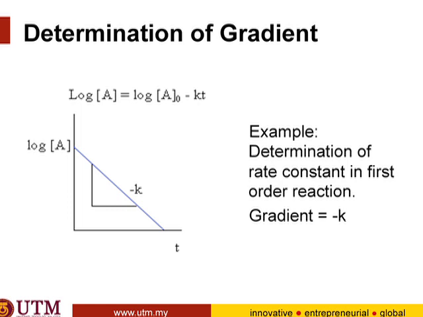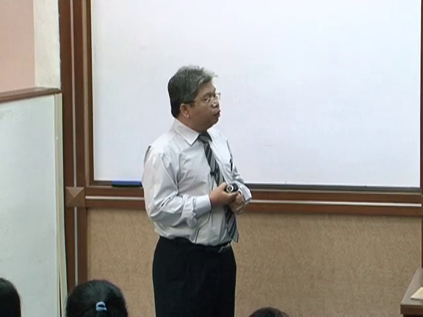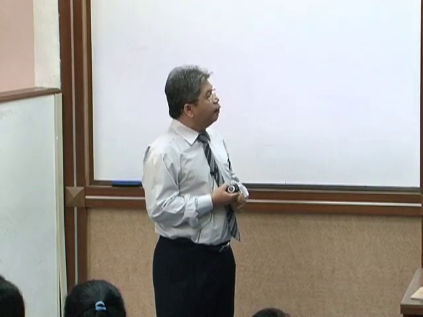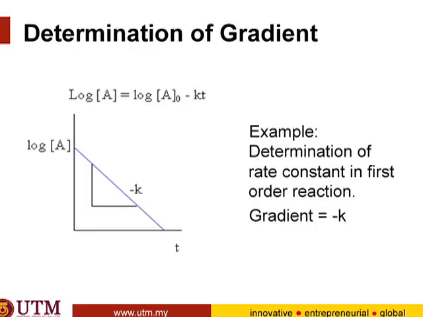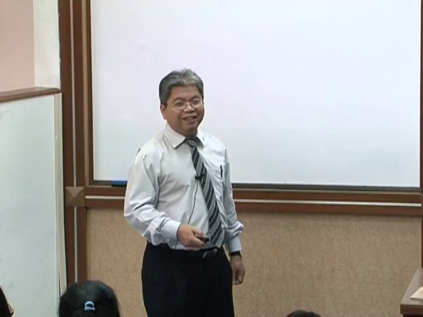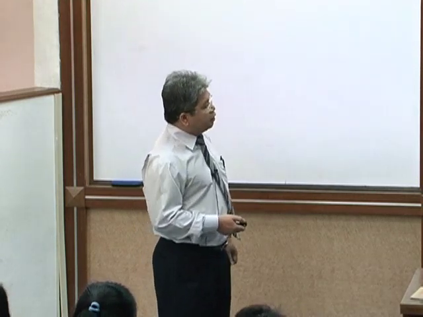In the third example, we use the straight line relationship between two variables to find the rate constant. In this particular case, we have a first order reaction involving compound A, and we plot the concentration of compound A against time. We have to use log to get a straight line. Log concentration of A against time will produce a straight line curve like this. And the gradient of this curve is minus K, where K is, sorry, the rate constant for that particular reaction.